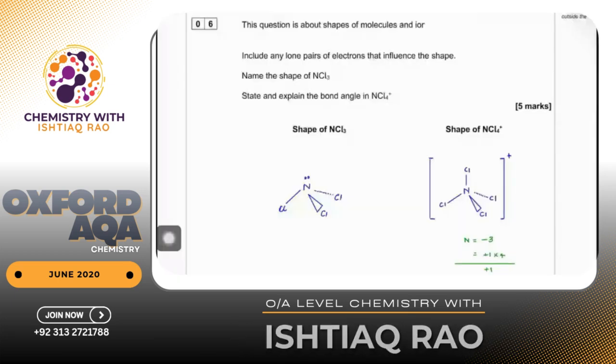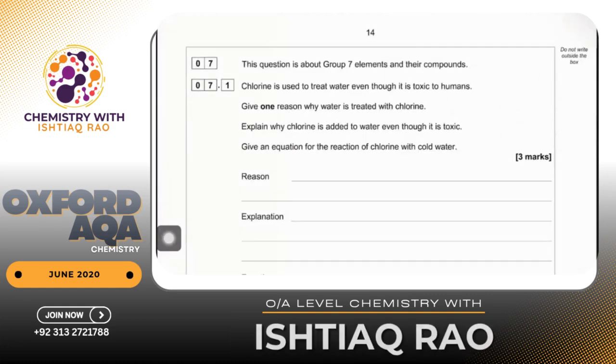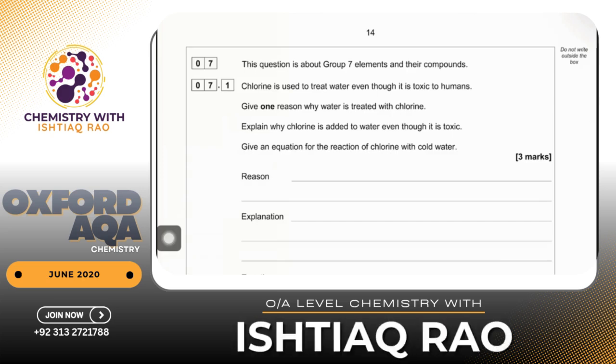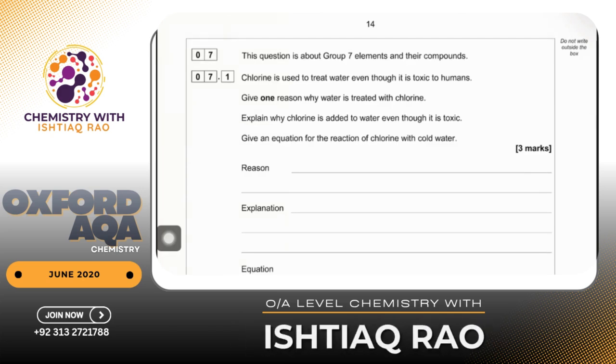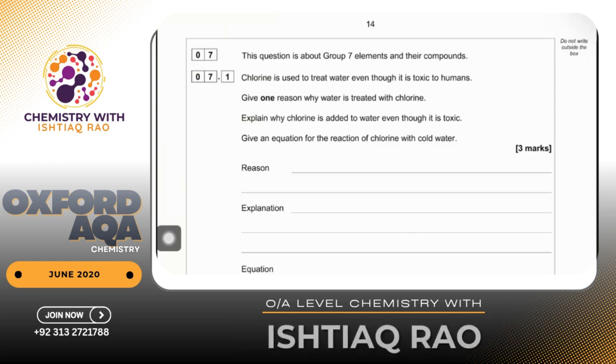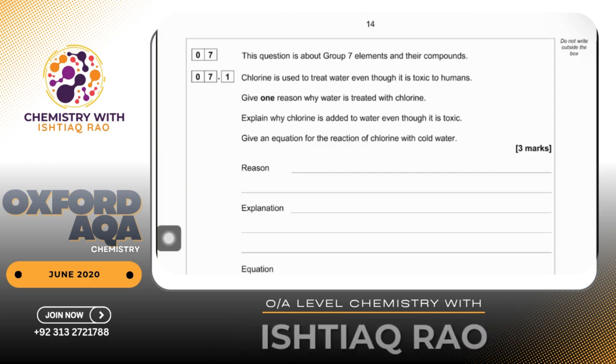Okay, so we were discussing question number 6 and we have to start question number 7. This question is about group 7 elements and their compounds. Chlorine is used to treat water even though it is toxic to humans. Give one reason why water is treated with chlorine. Explain why chlorine is added to water even though it is toxic.